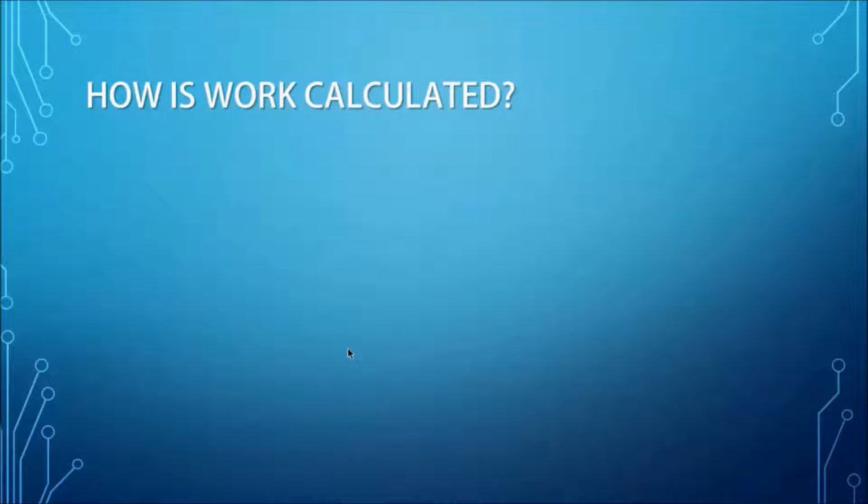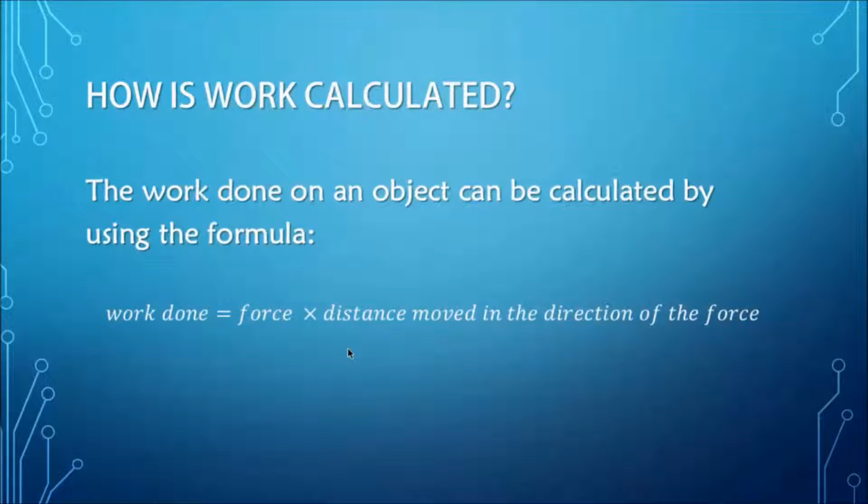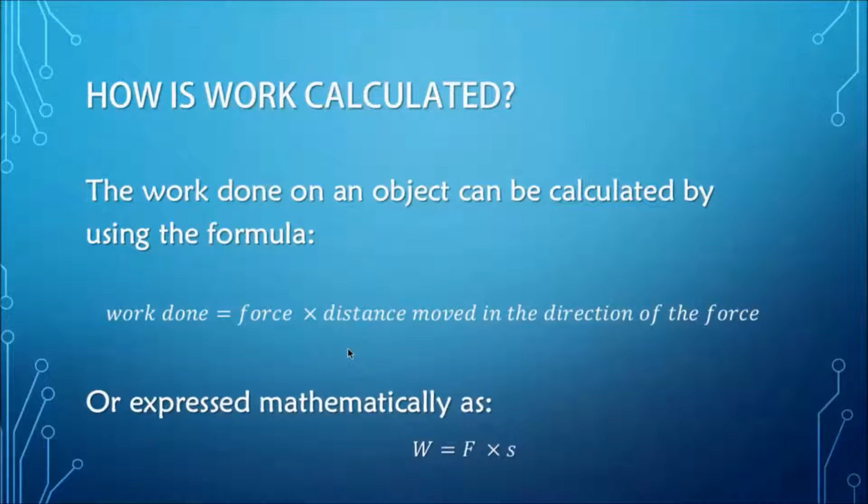So how is work calculated? The work done on any object can be calculated using the formula where we say that work done is equal to the force applied multiplied by the distance moved in the direction of the force. Or we can simply represent it mathematically as W equals F times S, where W is the work done, F is the force, and S is the distance moved in the direction of the force.